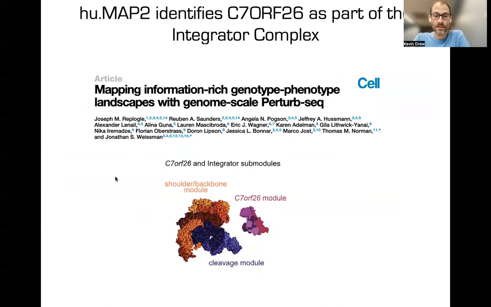Recently, we were excited to see that Jonathan Weissman's lab has used an orthogonal approach with his genotype-phenotype screens and his Perturb-seq framework to identify that C7orf26 also is associated in his screens with the integrator complex. So now we're seeing essentially transfer of annotations based on multiple high throughput assays. So this was exciting for us to see our prediction and our annotation validated.